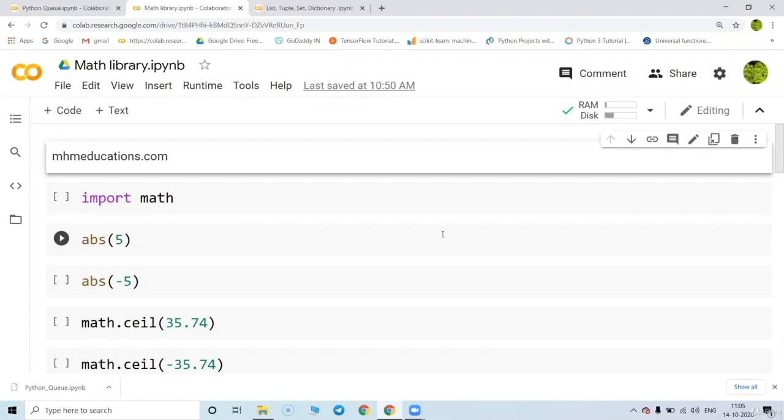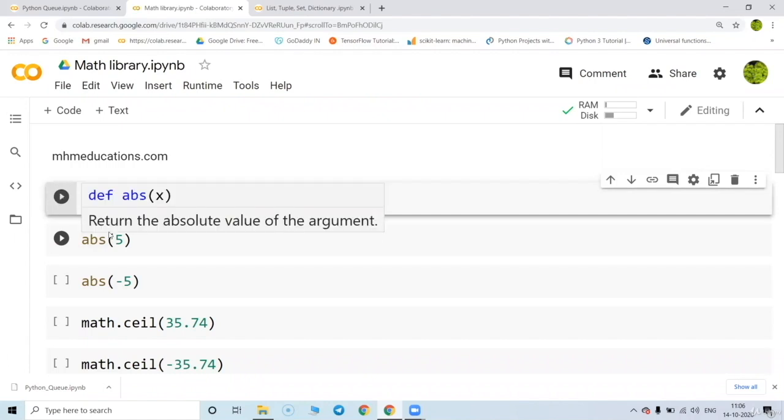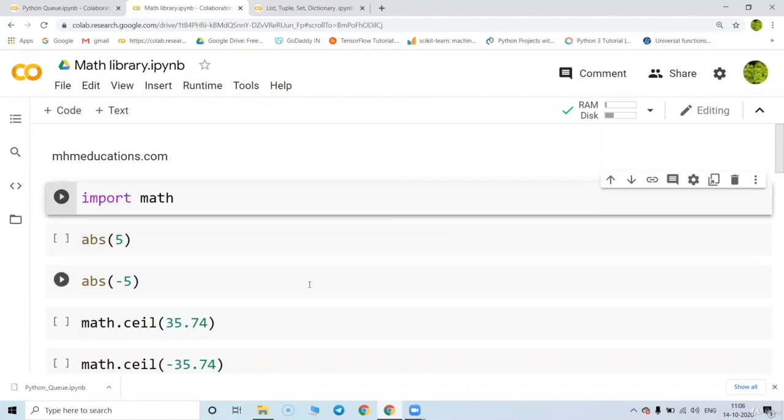In this video, we are trying to understand the math library. The math library is an inbuilt library of Python, and we can do a lot of mathematical operations directly using it. First we need to import math, and that is basically called the math library, and this helps us do a lot of mathematical operations directly.